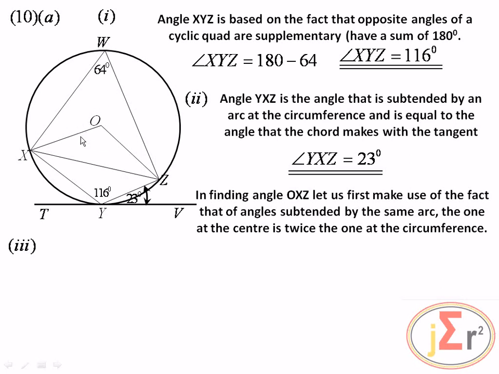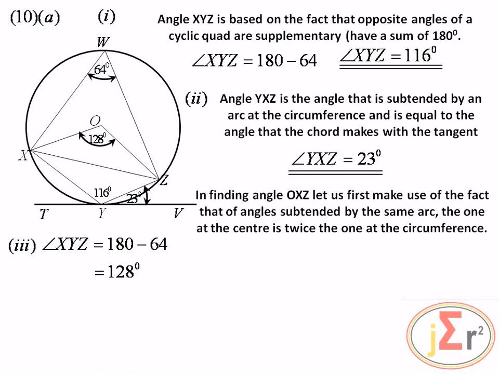But that's not for just any angle. It is for angles that are subtended by the same chord or arc. If they are subtended by the same chord or arc, the one at the center is twice the one at the circumference. And if this one is 64, then we know what this one is automatically. So 180 minus 64, and that is equal to 28 degrees.